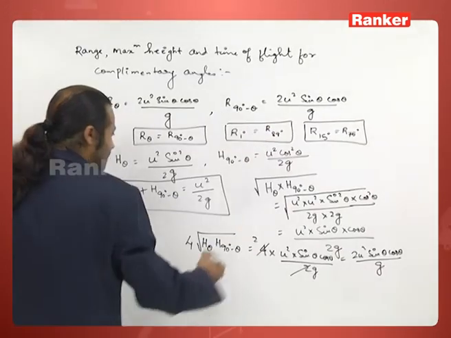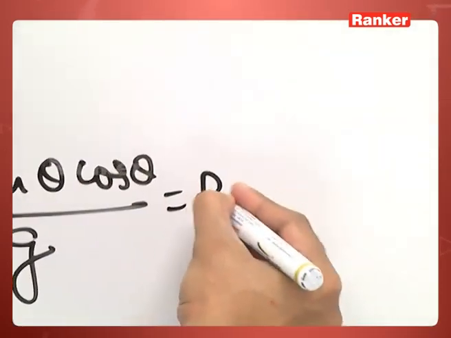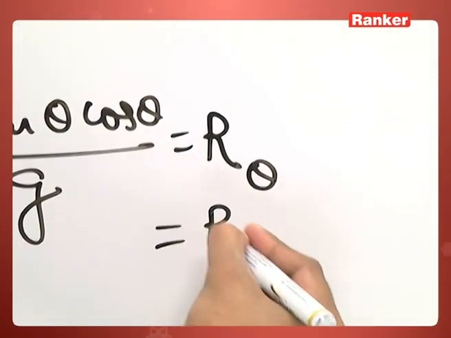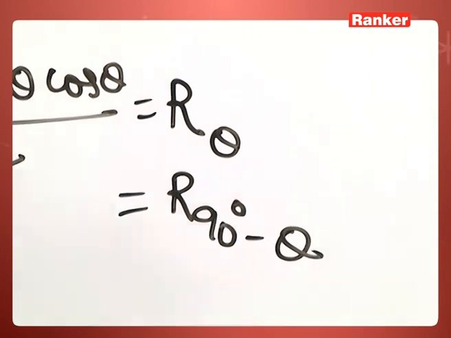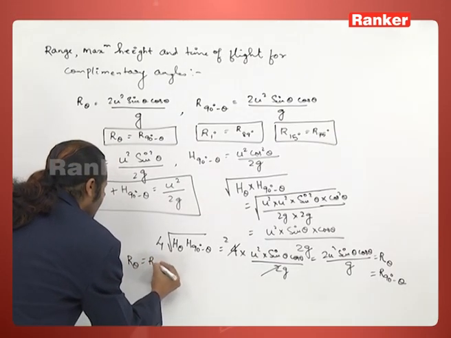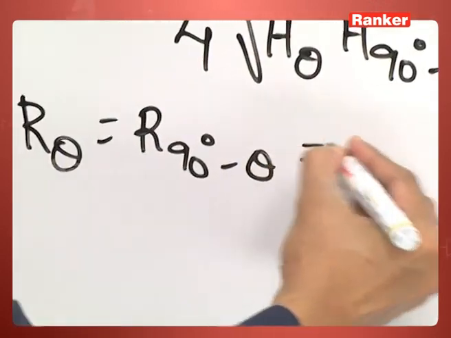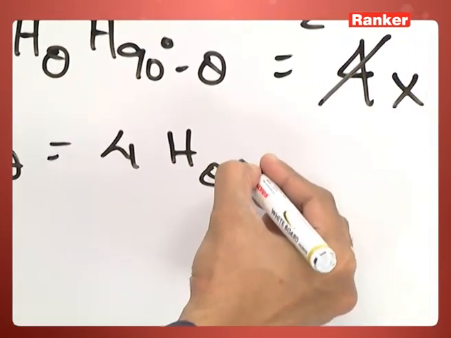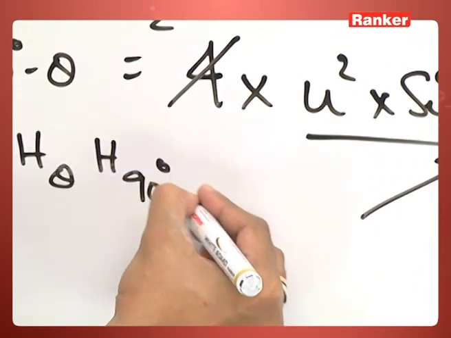So I can write this is nothing but r of theta is equal to r of 90 degree minus theta. So I can write here r of theta equal to r of 90 degree minus theta is equal to 4 times the square root of h of theta into h of 90 degree minus theta.